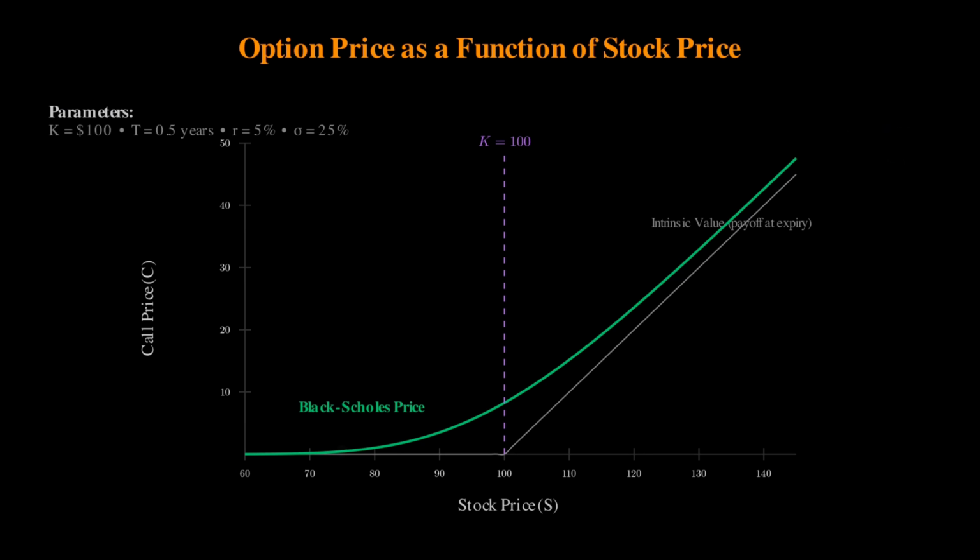This dashed line shows the intrinsic value, the payoff if the option expired immediately. It's zero below the strike and rises linearly above it. The Black-Scholes price is always above the intrinsic value. That difference is what we're paying for.